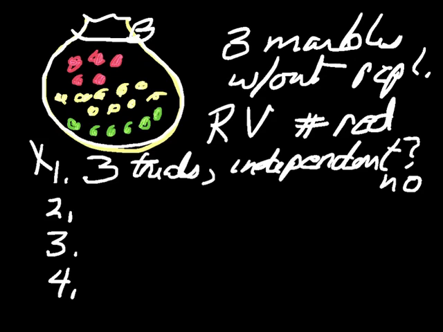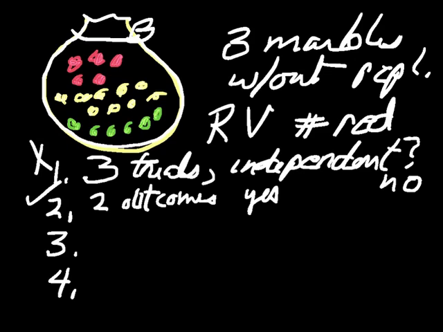Now let me go on. Are there 2 outcomes? And the answer is yes, there are 2 outcomes. The 2 outcomes are you draw a red marble or you don't draw a red marble. So success is a red marble and failure is a yellow or green marble. So that's fine. So this one would be okay.